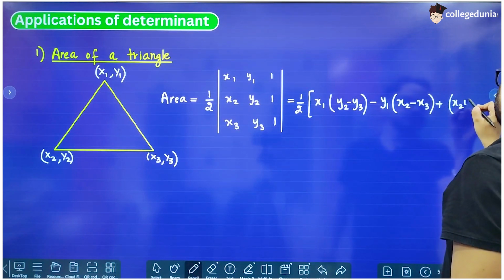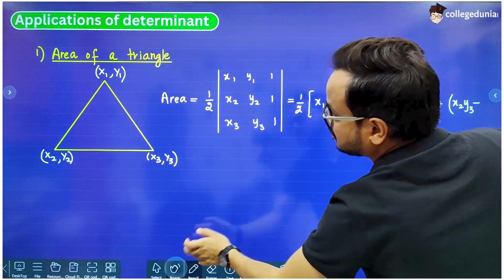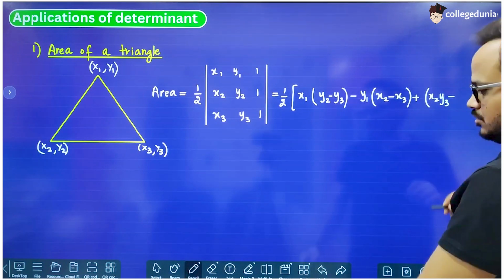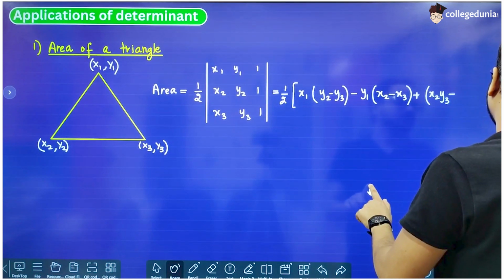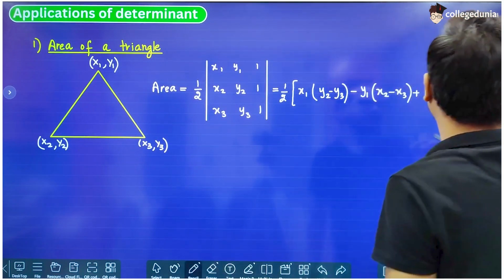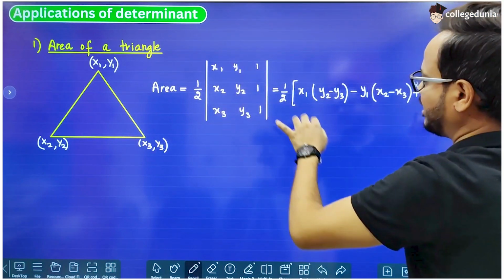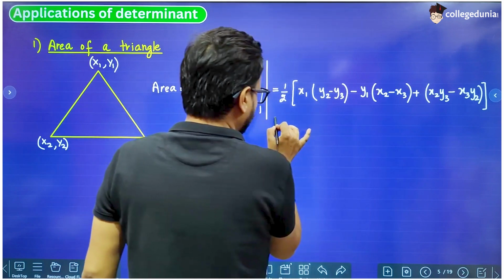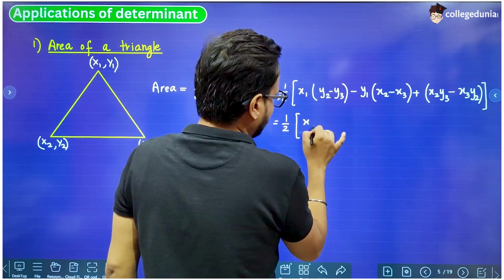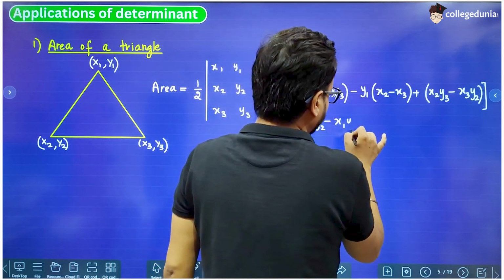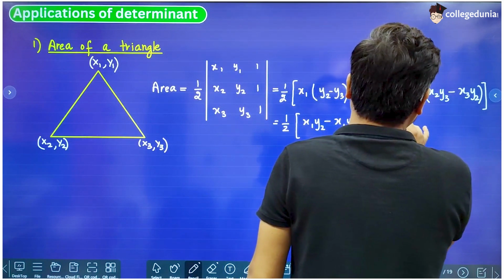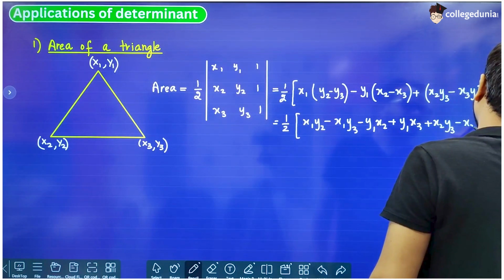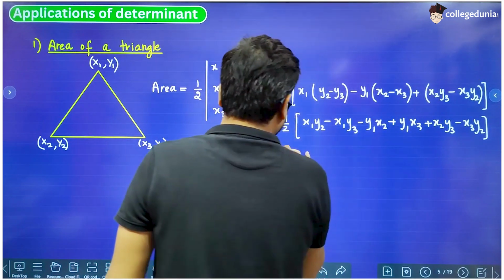x2 y3 minus x3 y2. If we rearrange this: x1 y2 minus x1 y3 minus y1 x2 plus y1 x3 plus x2 y3 minus x3 y2, and let's take x1 common.